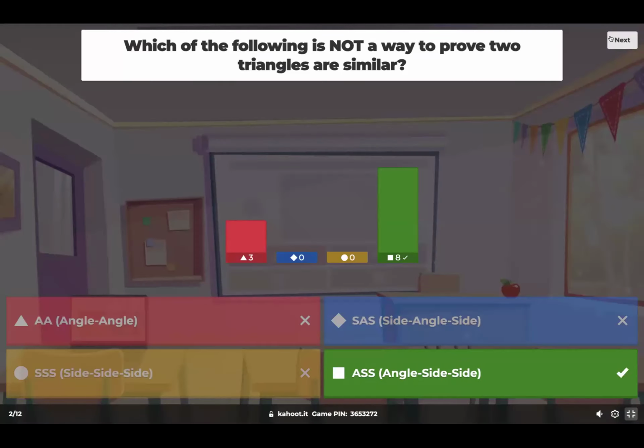Yeah, for this one, it's actually a little bit tricky because ASS is about the ordering, while SAS works. ASS doesn't work because the order is not right. If the angle isn't between the two sides, then you can't really prove that they're similar that way. Angle definitely does work because, like we talked about before, if two angles are equal, the third angle is automatically equal. So they share the same shape.